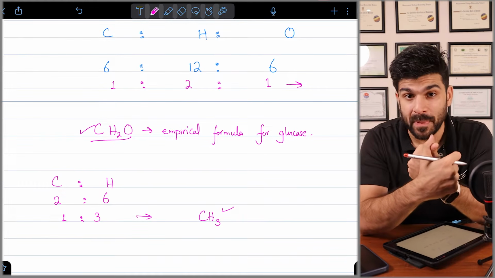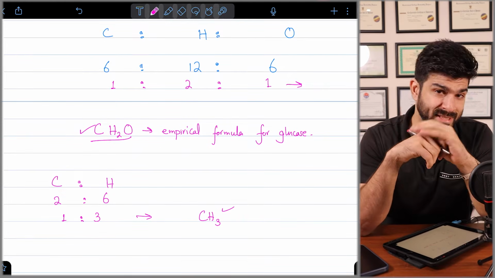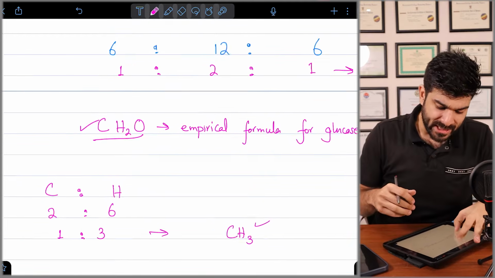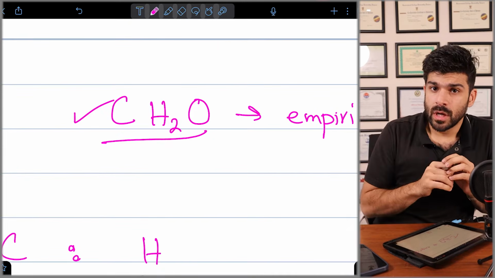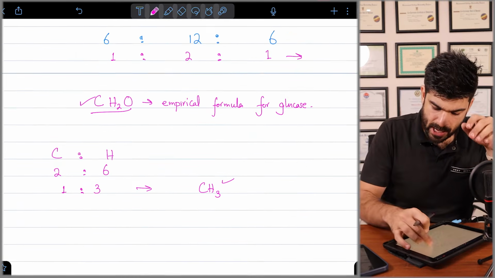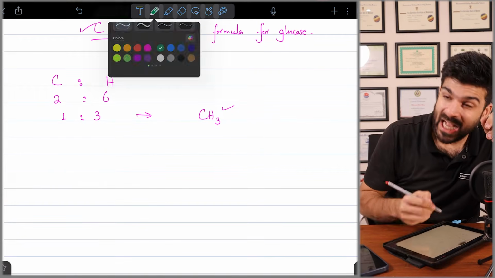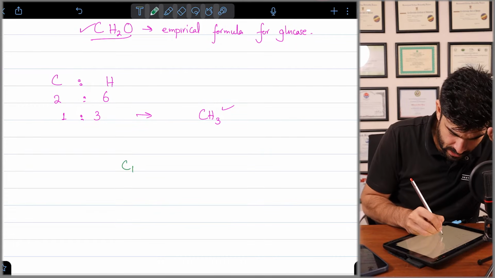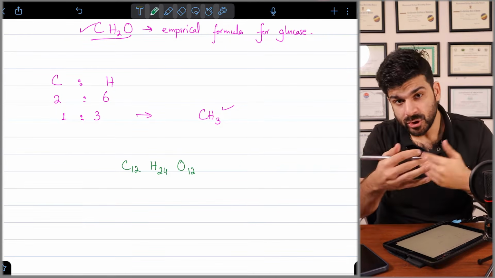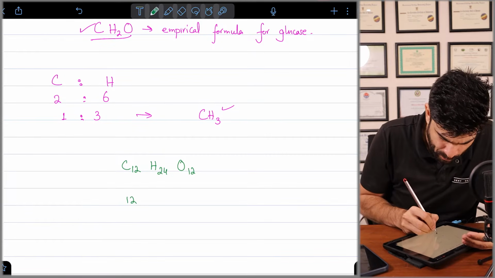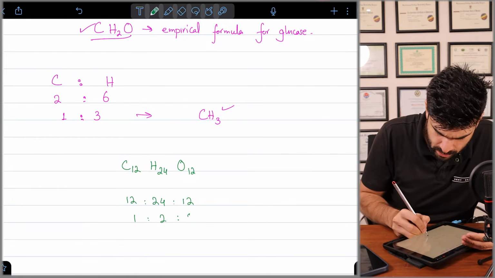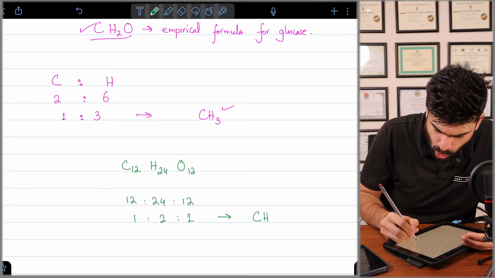So we know it's the simplest whole number ratio. Now, what's the common hurdle? If you look at this empirical formula, it does not tell you which particular compound it is the empirical formula of. For instance, if we have a compound with the molecular formula C12H24O12, you make a ratio out of it, and it ends up the same way: 1 to 2 to 1. And the empirical formula again would be CH2O.